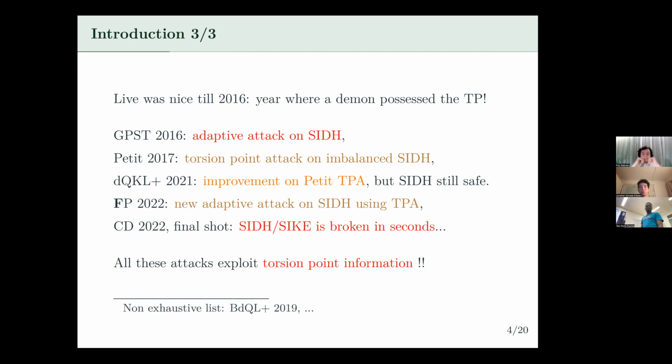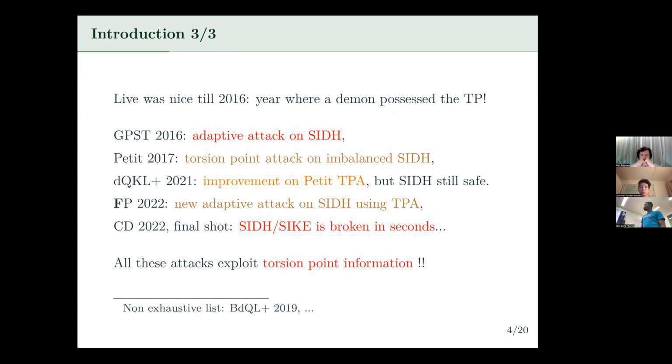And all these attacks, they use torsion points. So all the cryptanalysis on SIDH, or, not to say all the cryptanalysis, but all the attacks that really affected SIDH or SIDH with some overstretched parameters, they really relied on the availability of the torsion point images in the public key.